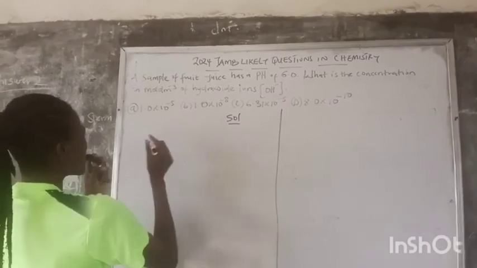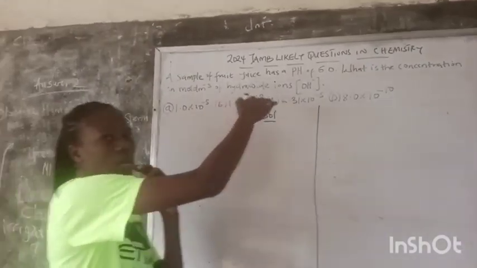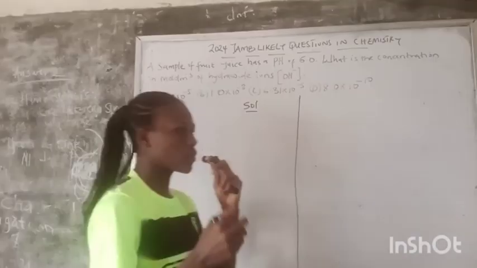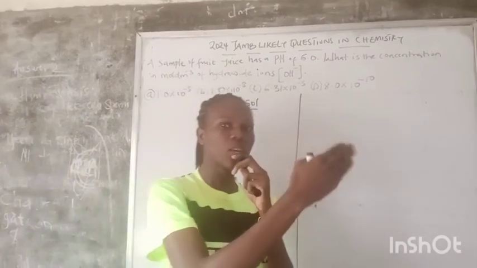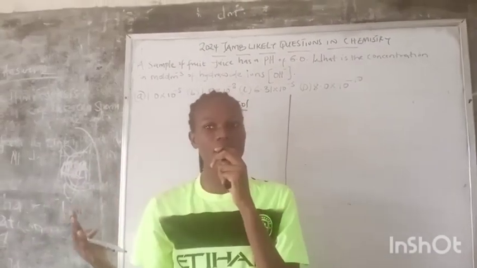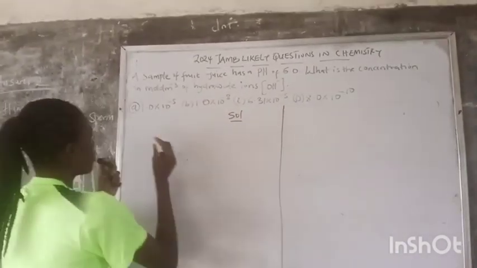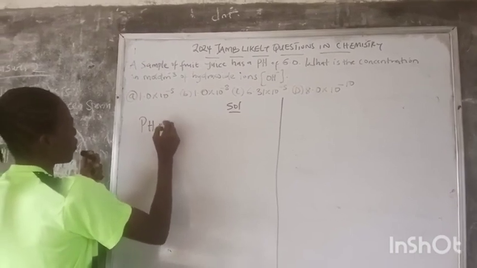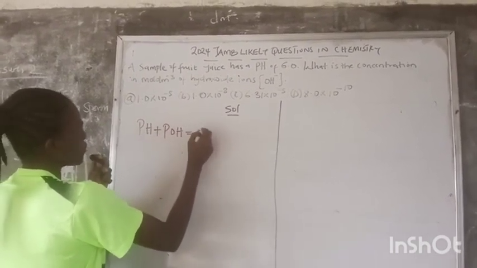The first thing is this: we have formulas regarding pH. This is a question regarding the pH scale. We are talking about the measurement of the degree of acidity or alkalinity of a substance. So we say pH plus pOH is equal to 14.